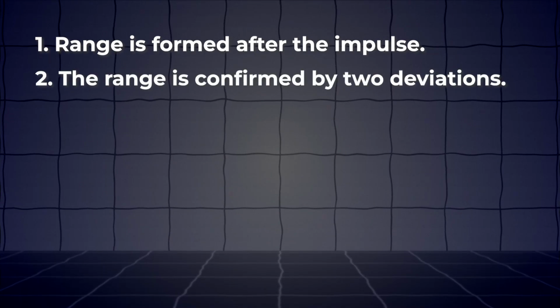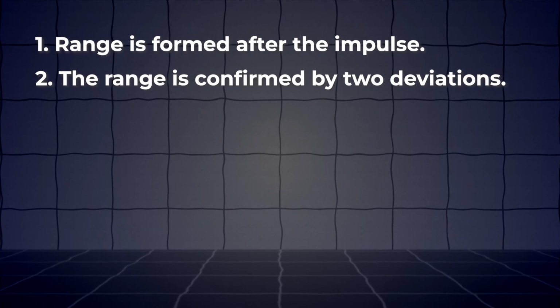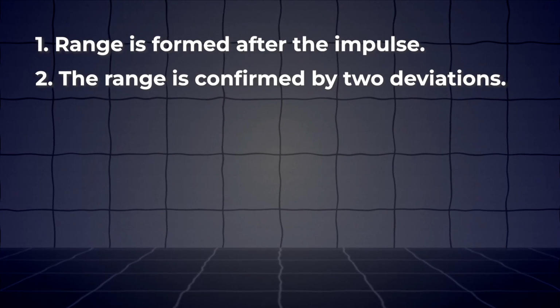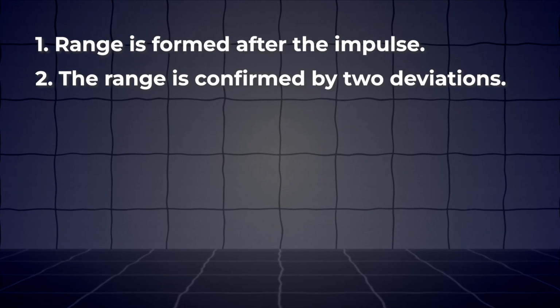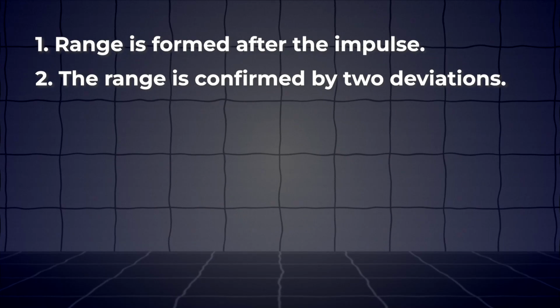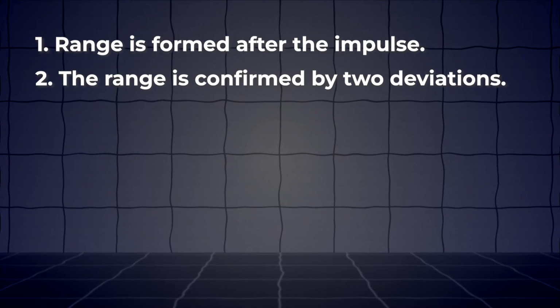The range is confirmed by two deviations. If you correctly determine the boundary of the range, you will be able to trade inside any sideways range regardless of the time frame and asset. It is worth spending dozens of hours of time on the backtest before you start trading this way.